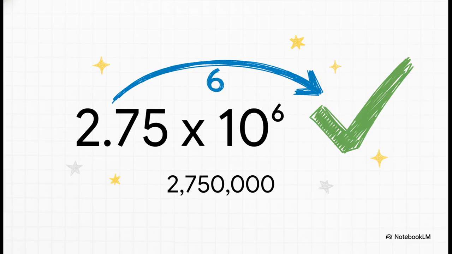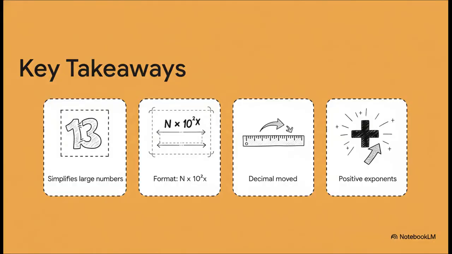If you got that right, give yourself a pat on the back. That is excellent work. So let's wrap this up with the key takeaways. What are the most important things to remember? First, scientific notation is all about making huge numbers simple. Second, that format is non-negotiable. It's always a number between 1 and 10 times the power of 10.